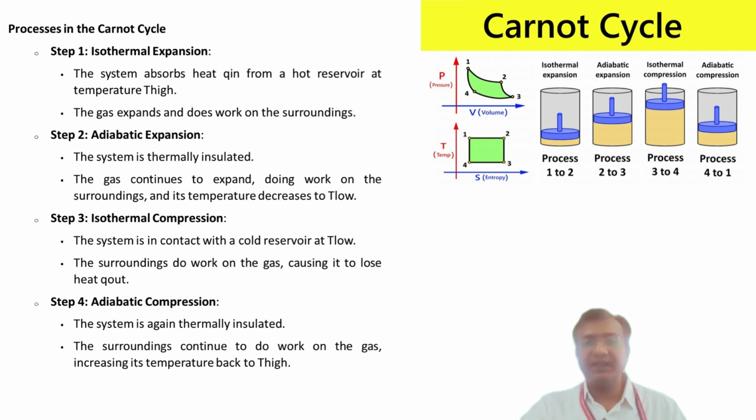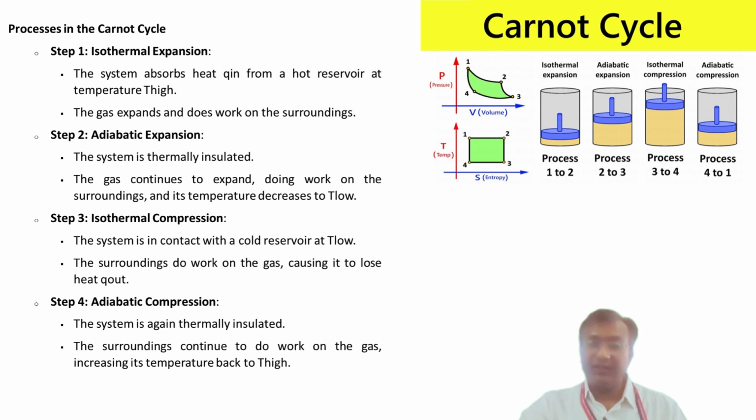This sequence ensures that the cycle is reversible and achieves the maximum possible efficiency for the heat engine operating between the two temperatures. Now, let's make sure that we understand what each process means in terms of energy transfer. In the isothermal expansion, the gas absorbs heat Q in, and the work done is equal to Q in, since there is no internal energy change in an ideal gas at constant temperature. Now, in the next process, the adiabatic expansion, the gas does work on the surroundings and its internal energy also decreases, leading to the temperature drop.